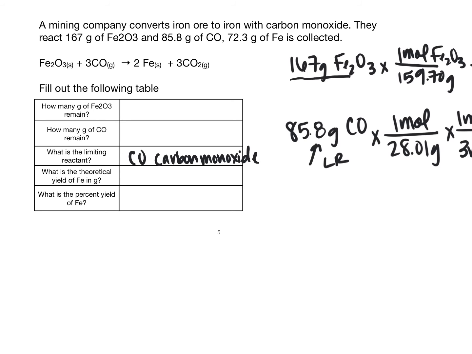So the second question is, how many grams of carbon monoxide remain? So we're going to take our 85.8 grams. We're going to subtract the amount that we used, which is 85.8 grams, and that should be 0. So the limiting reactant, there is none left. Now, the excess reagent, which is the Fe2O3, we start with 167, and we used 163, and that gives you 4 grams of Fe2O3 remain.